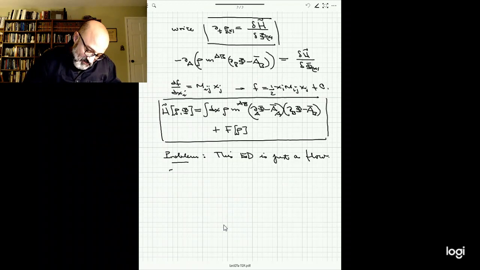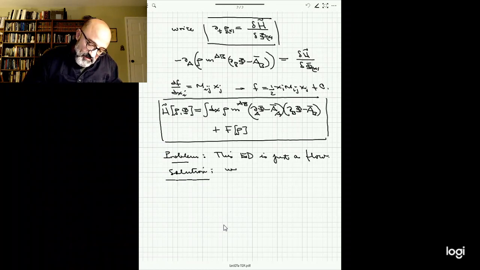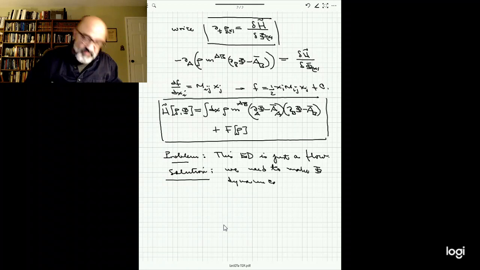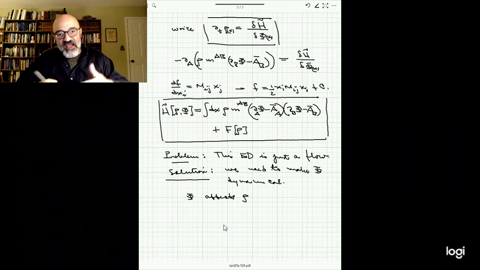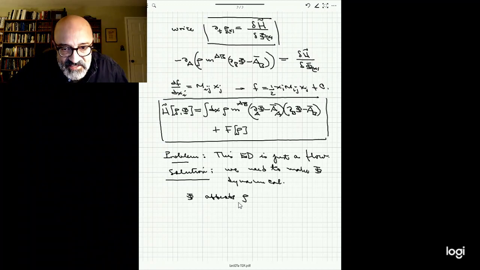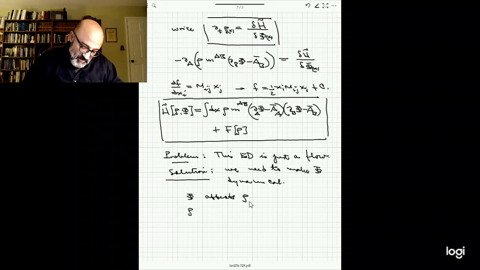Solution. We need to make phi, the constraint, part of the dynamics. What this means is that phi affects rho, and then we need to have a rule that tells us how rho itself affects phi.